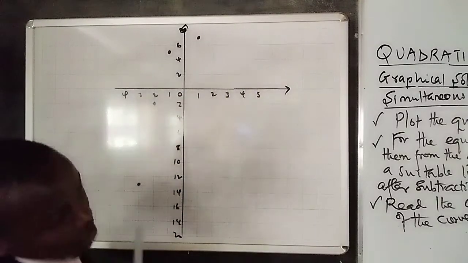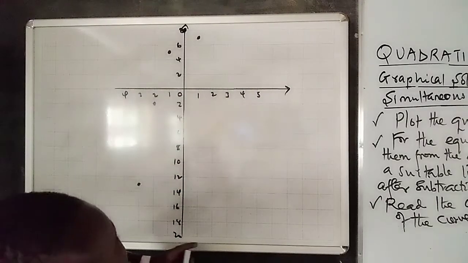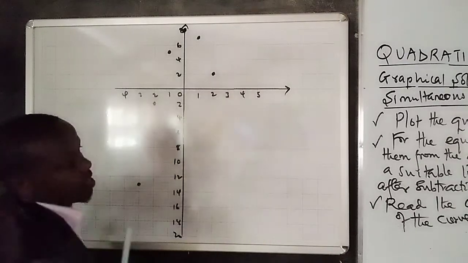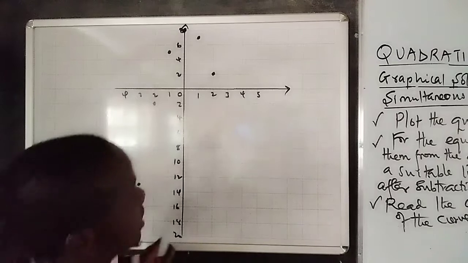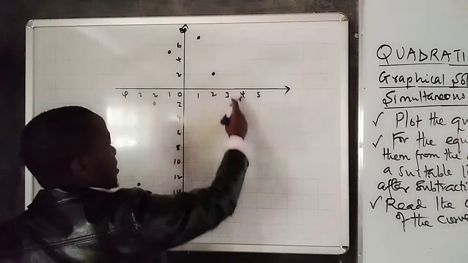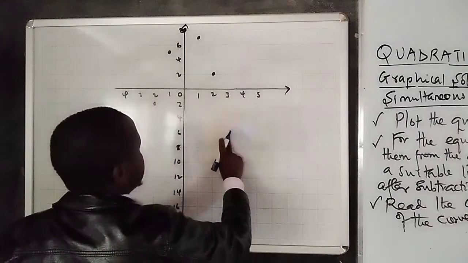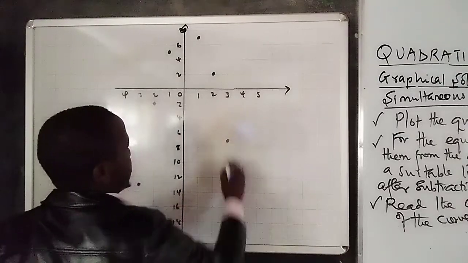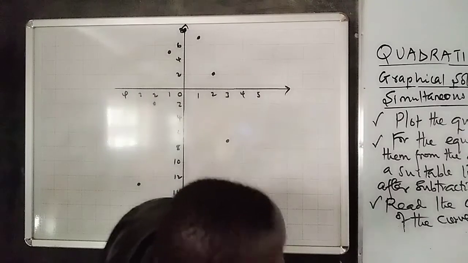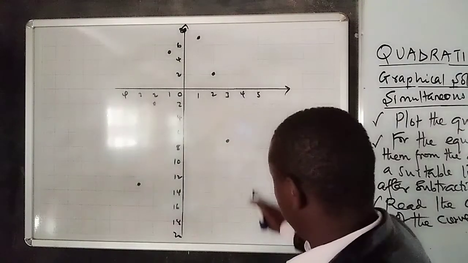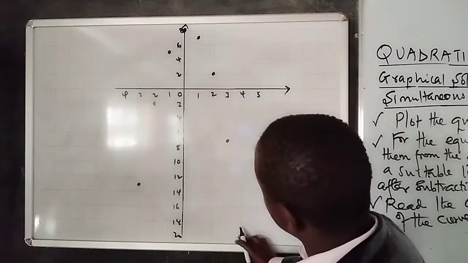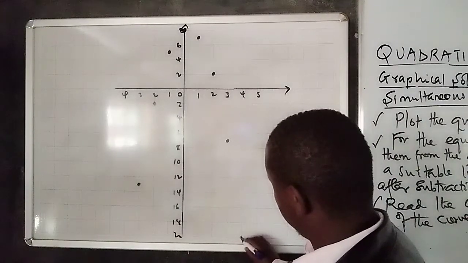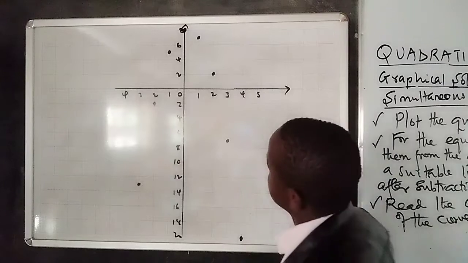The other one is 2, positive 2. The other is 3, negative 7, which is here. Then we will have 4, negative 20, which is here. Therefore, we can draw the curve.